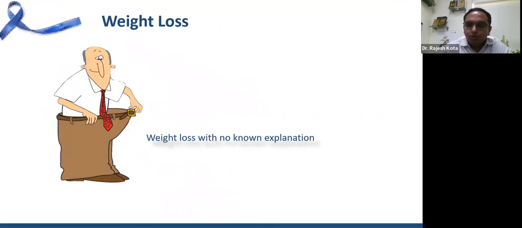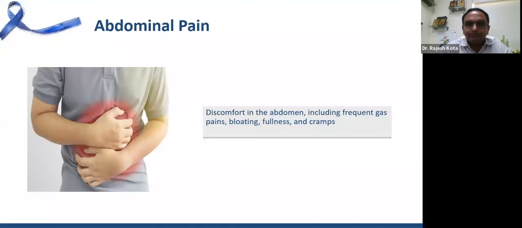Weight loss with no known explanation. As I said, if you are unintentionally losing weight, that should be investigated. Abdominal pain, it can be in any form, like bloating, fullness, cramps, and people not able to eat even though they are hungry. All these are vague symptoms but warrant investigation.